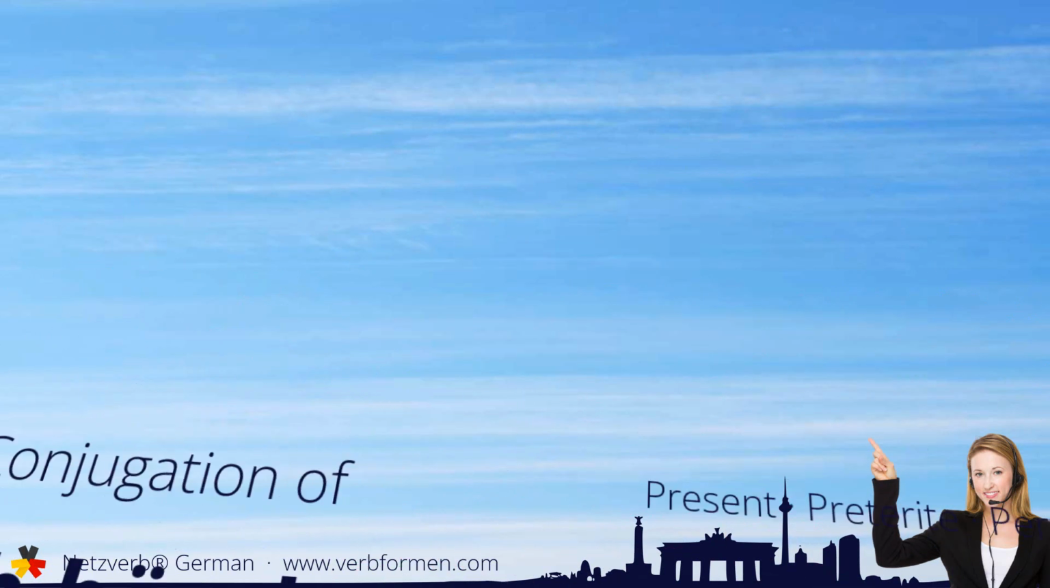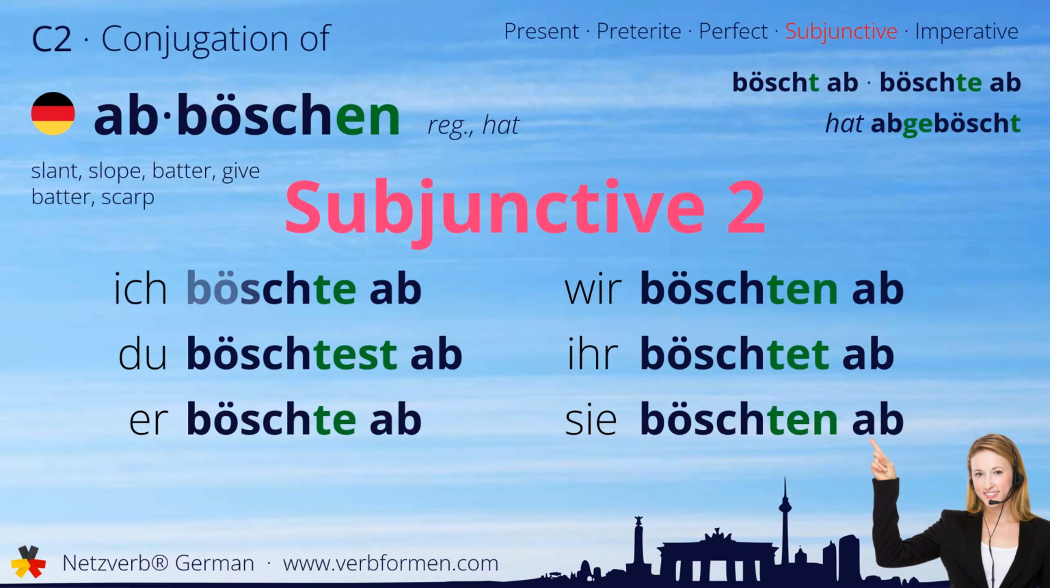Now we move on to the subjunctive two. Ich böschte ab. Du böschtest ab. Böschte ab. Wir böschten ab. Ihr böschtet ab. Sie böschten ab.